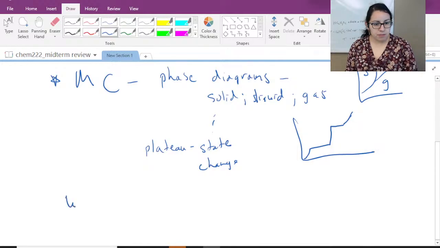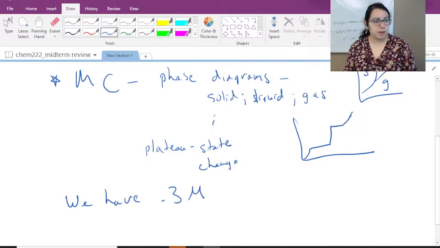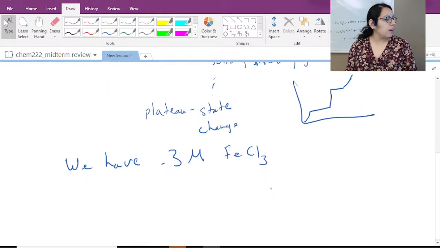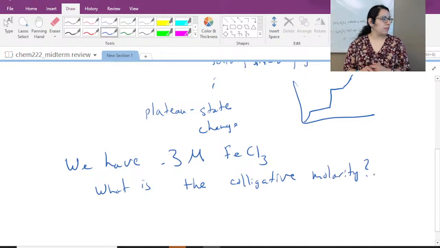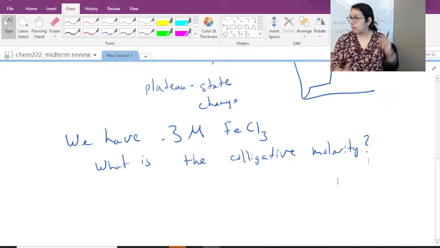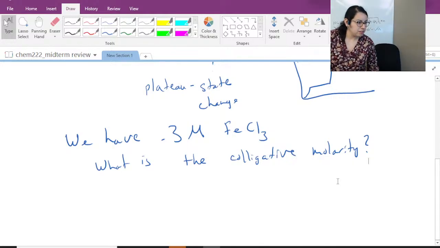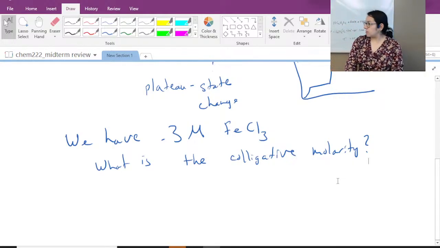So we have a 0.3 molarity solution of iron 3 chloride. So what is the colligative molarity? I'll give everyone a minute or so to look at that.